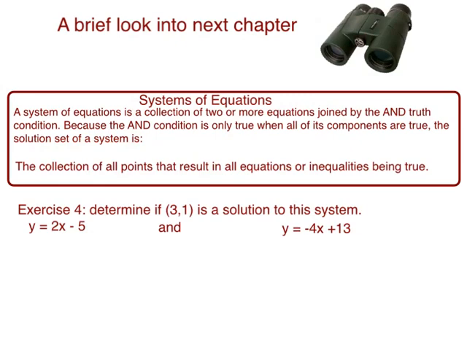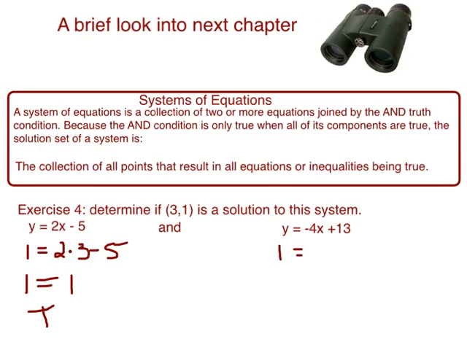So let's look at exercise 4. Determine if 3, 1 is a solution to this system. We're going to say 1 equals 2 times 3 minus 5. 2 times 3 is 6. 6 minus 5 is 1. 1 equals 1. So that is true. We're going to now go to this side.